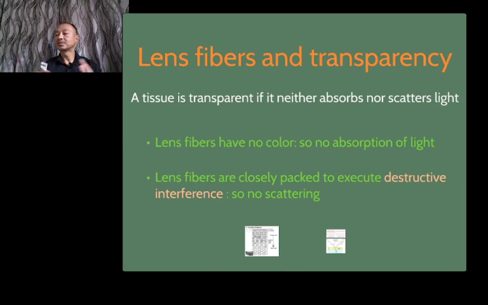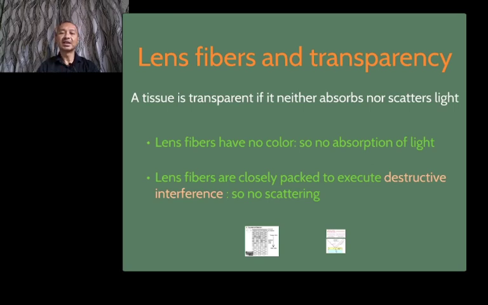How would it be possible? It will be possible when the lens fibers, which are very thin fibers about 4 to 8 micron in thickness, are closely packed such that the diffracted rays, because of small diffraction that happens inside the lens fibers, undergo destructive interference. The light that goes straight will go straight, but those that get refracted will undergo destructive interference, and therefore there will be no scattering. This is the principle, and when maintained, the lens remains clear.